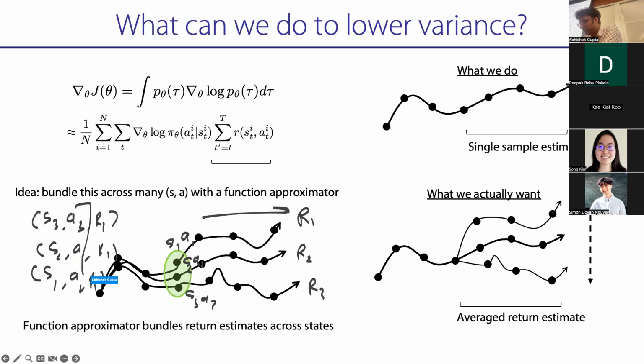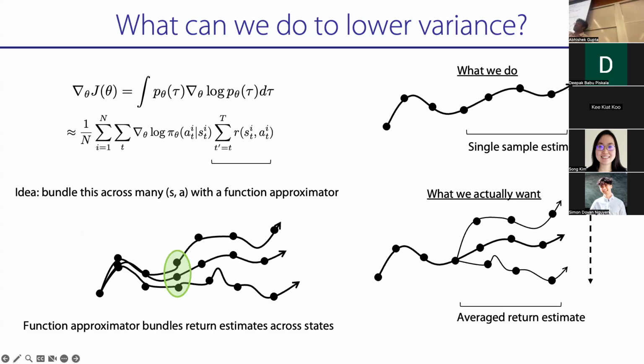I'm going to treat these as the input and these as the output. And you could do regression, and so they all go into the same parameters. But all of these came from running the policy, but you never revisited that same state.